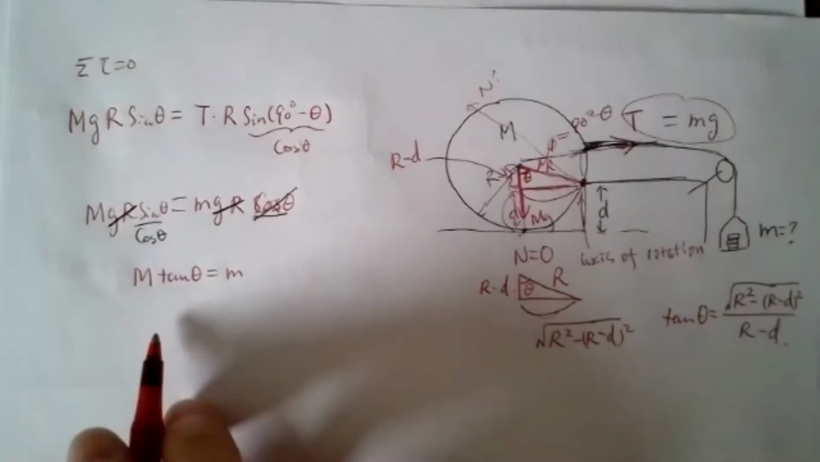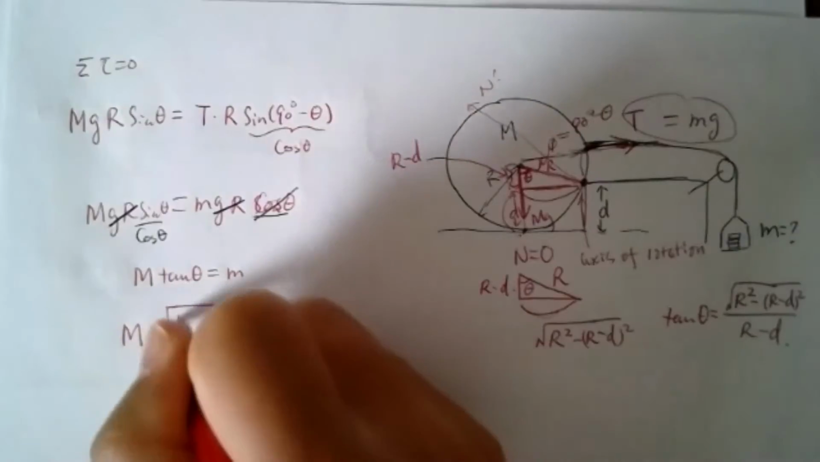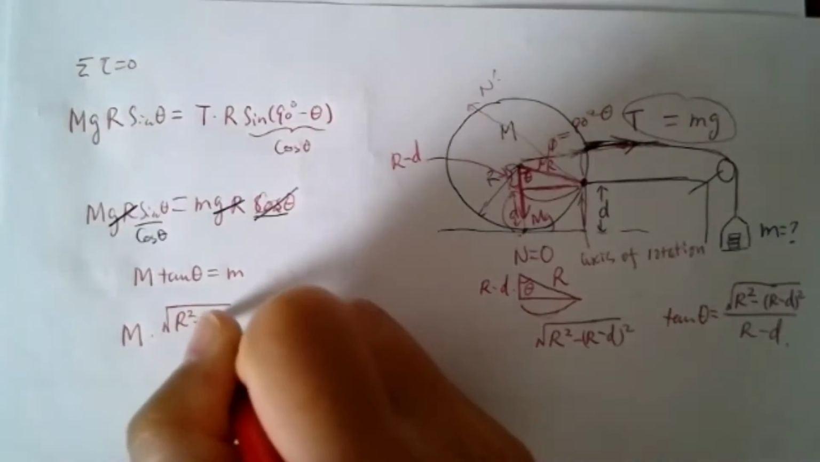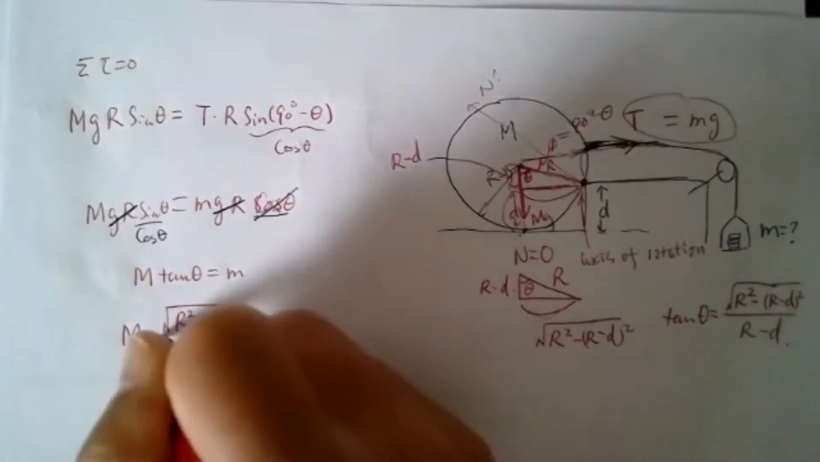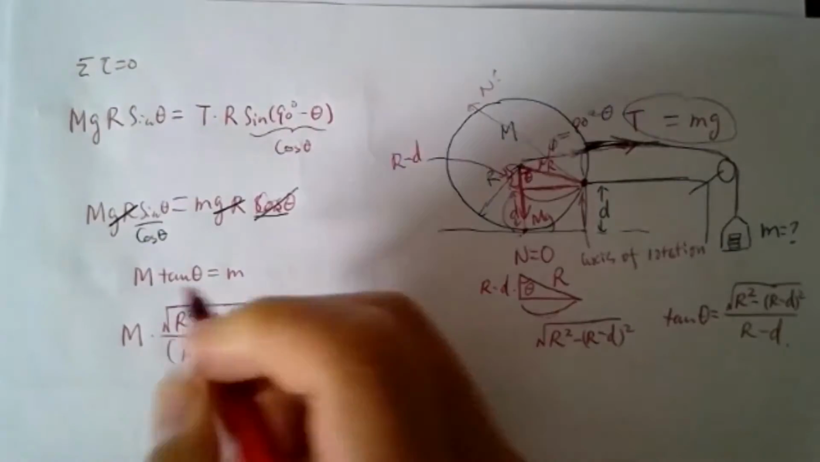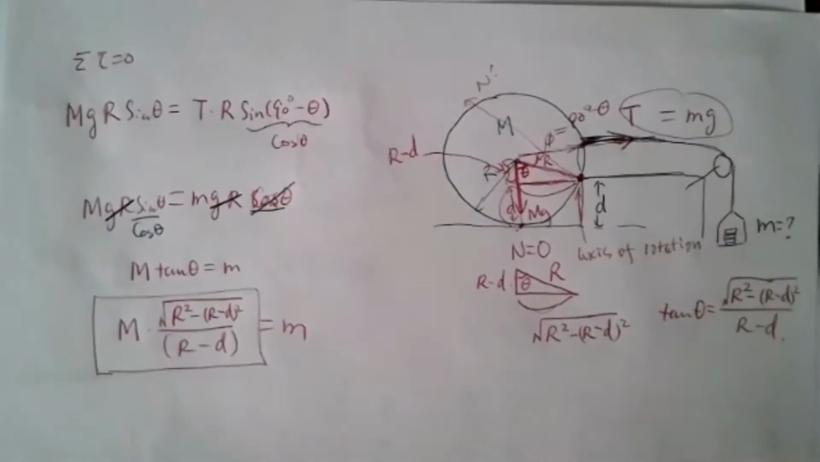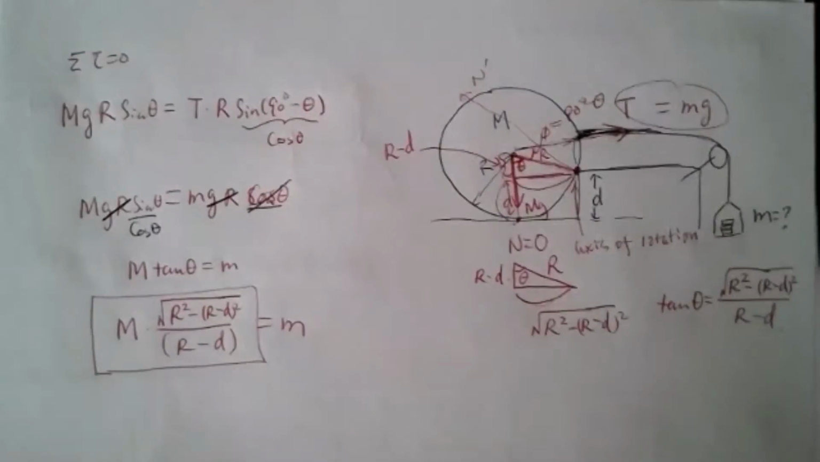So you can express it in that way: capital M times the square root of R squared minus (R minus D) squared, divided by R minus D. That's the math, so this is the final answer. It's not given in any numbers, but you can express the mass in terms of the given quantities.